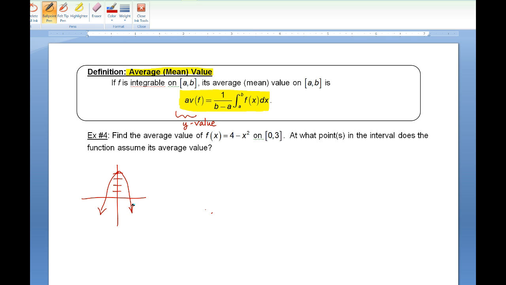No, it's just an upside down parabola. It's not underneath the square root. And we want to just look at it from 0 to 3.